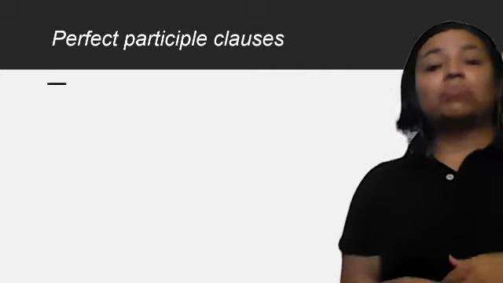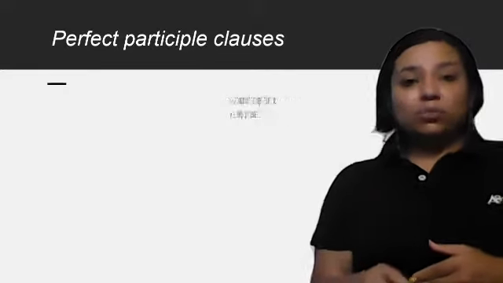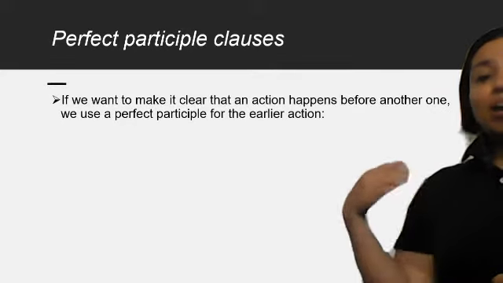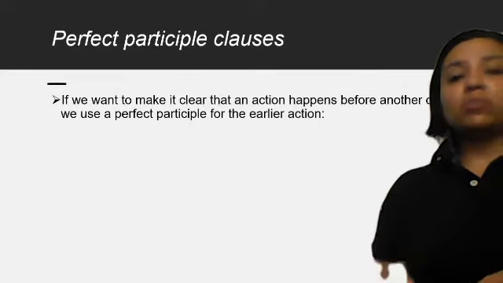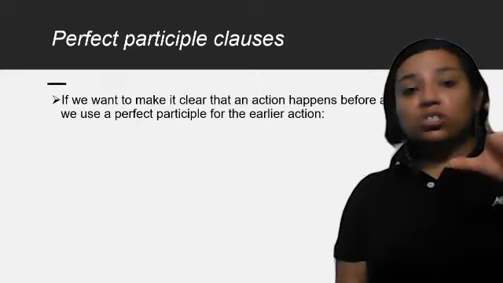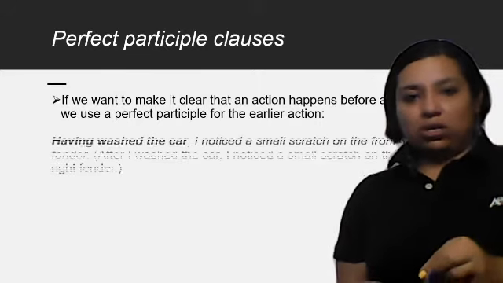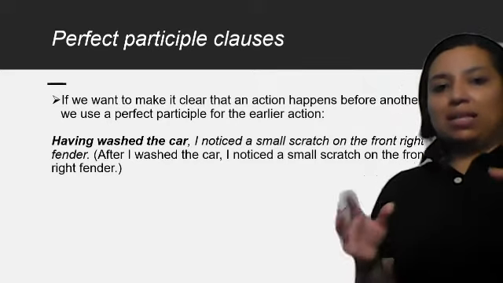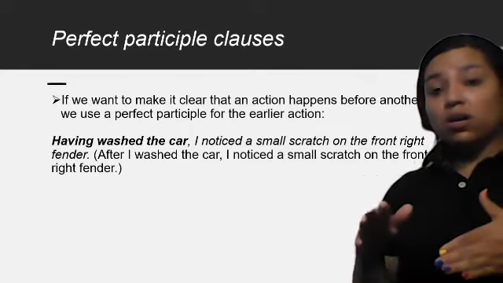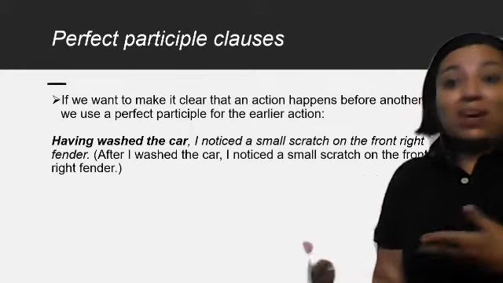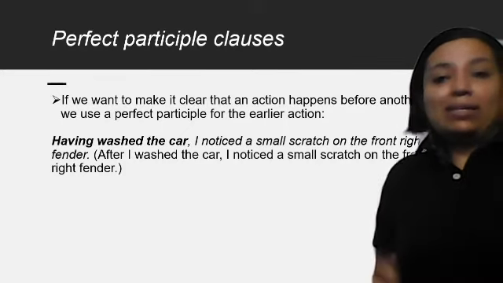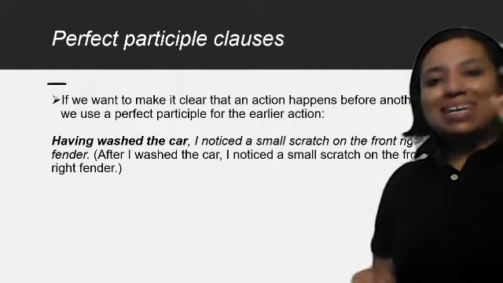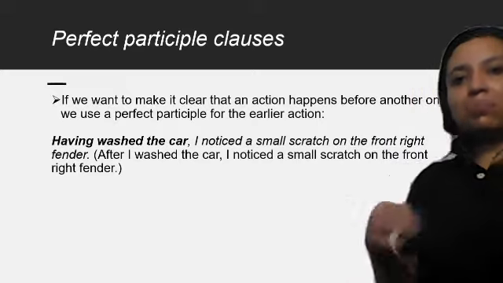Now, the second one, perfect participle clauses. If we want to make it clear that an action happens before another one, we use a perfect participle for the earlier action. Use this one when we want to make it clear. Having washed the car, I noticed a small scratch on the front right fender. That means that when I washed the car, then I noticed the scratch. If I hadn't washed the car, I would never have noticed that it had a scratch on it. So that's why I'm making clear that this action happened before the other.